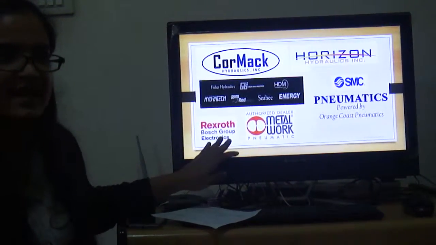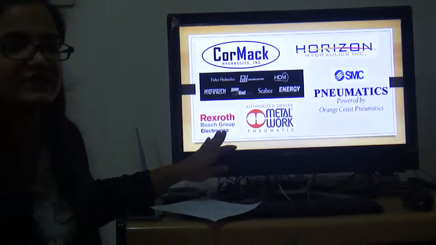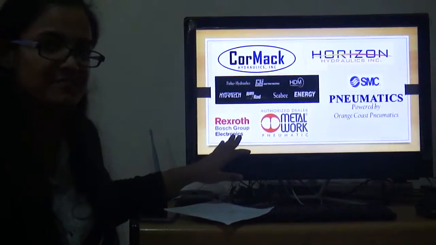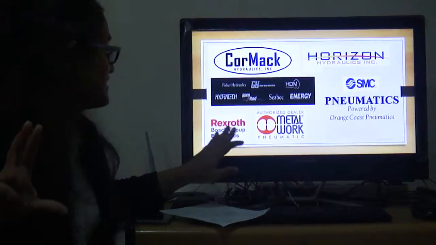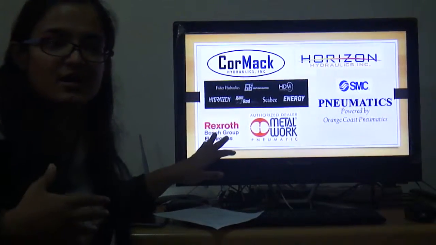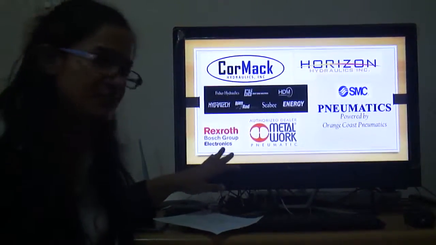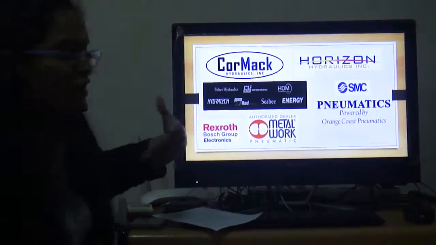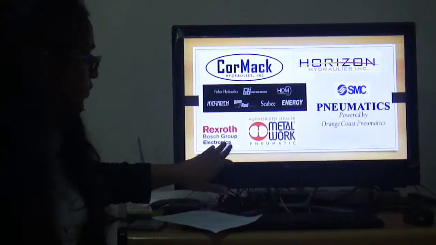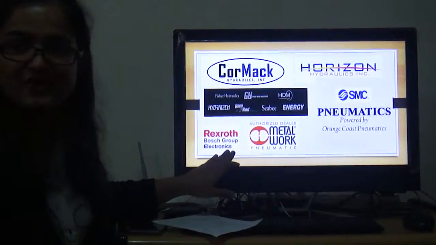The reason I know this one is because when we were learning pneumatics and hydraulics in the lab, most of the components came from here. Obviously, when you have a component built by a company, you have a manual along with it. So in general, when we are learning as engineering students, Rexroth Bosch Group is the first option.